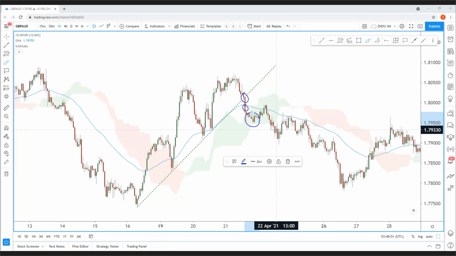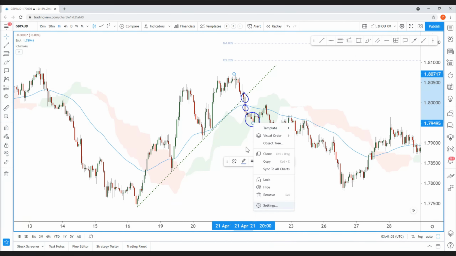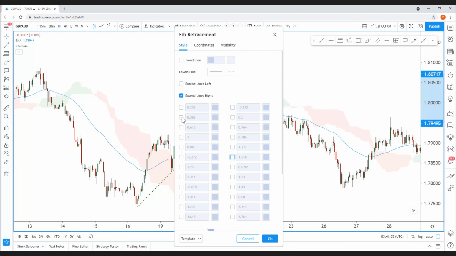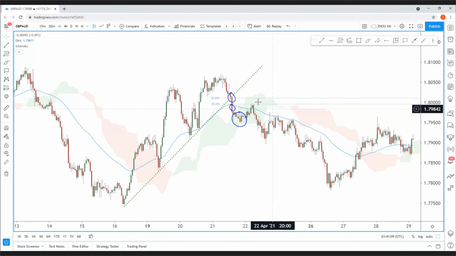Where I will short, how I will short, depends on using Fibonacci levels, right? For example, let's just say I do a retracement from high to low. If I open up the 38.2 or the 50% level, you can see that around here I can short. Why? Because the 50% level is still in the cloud.